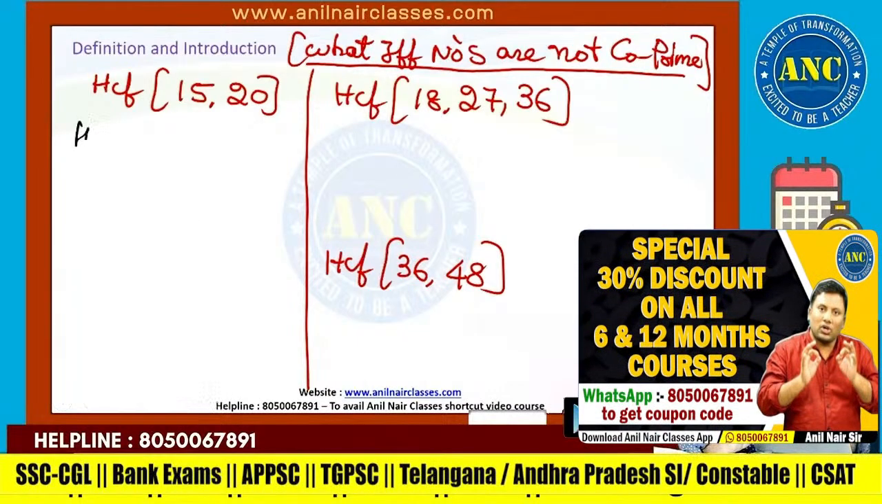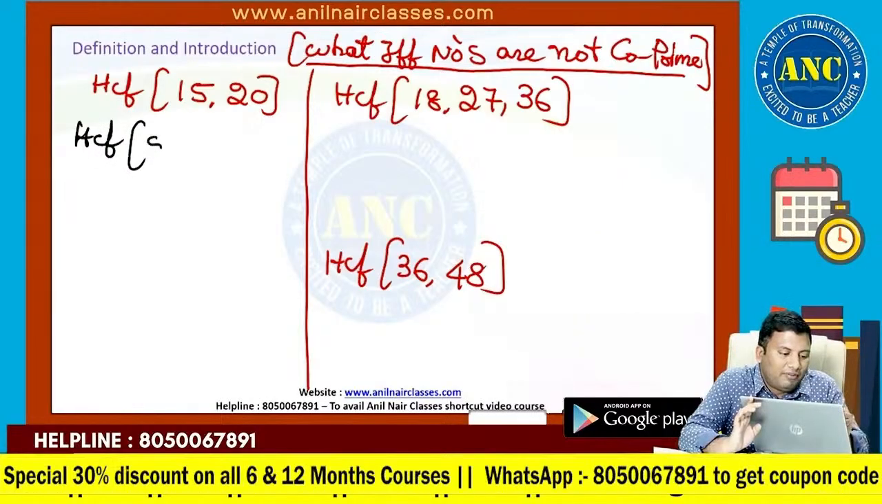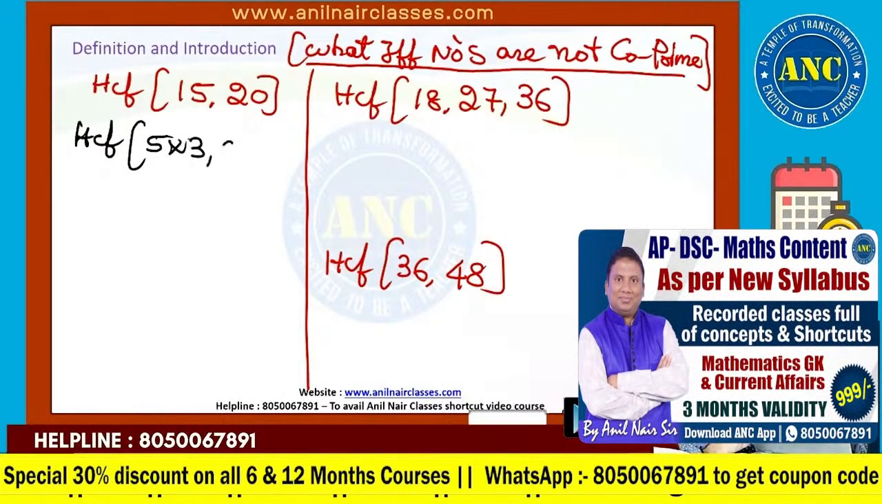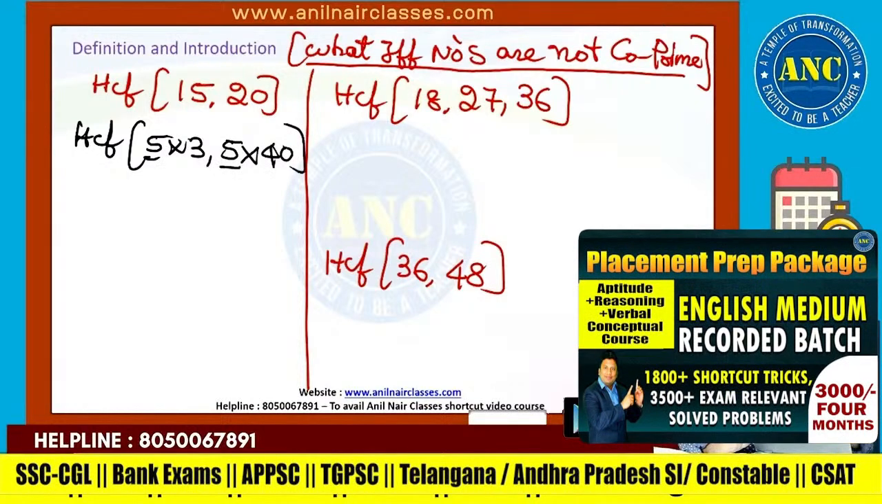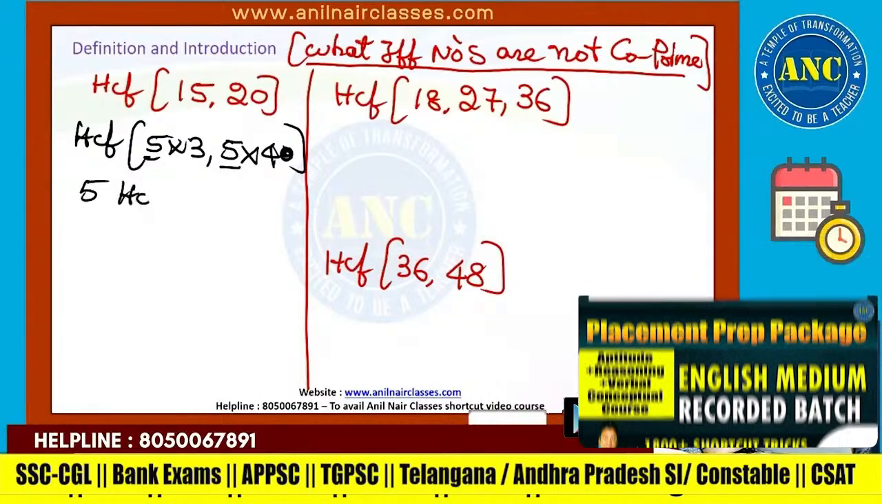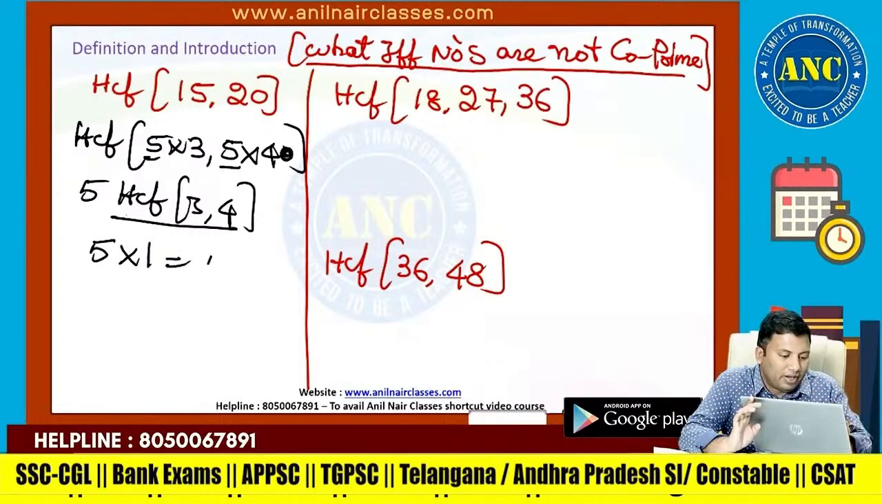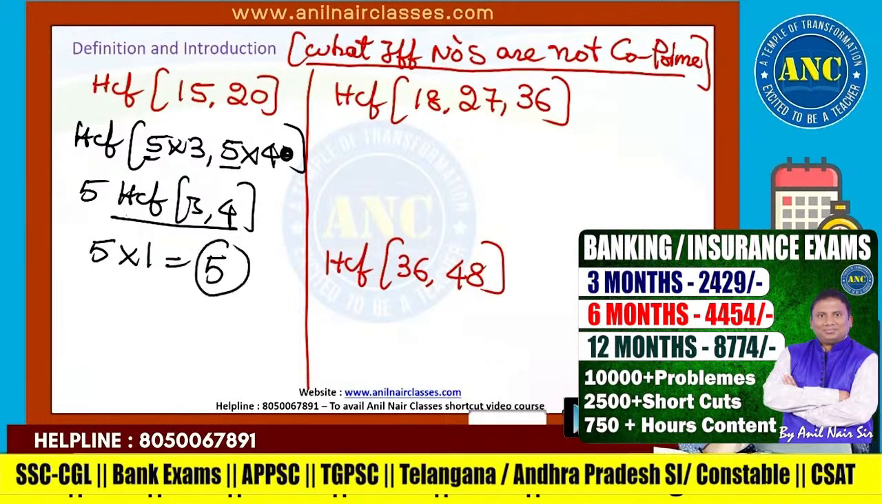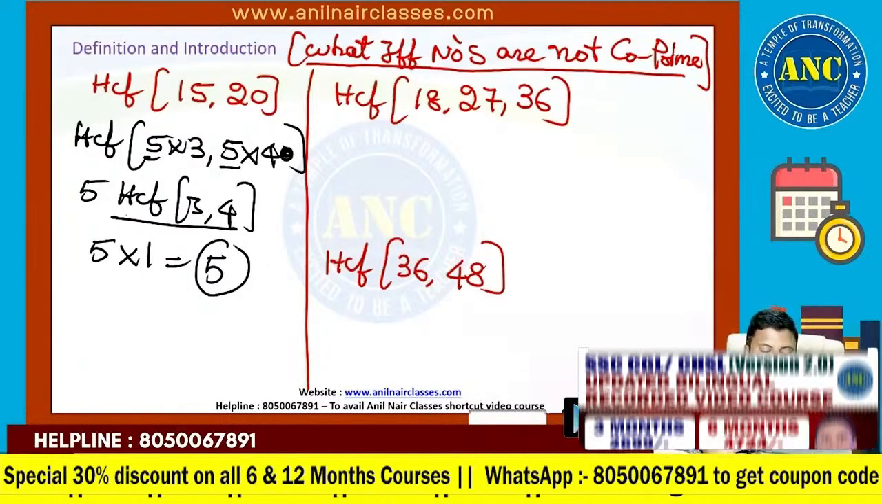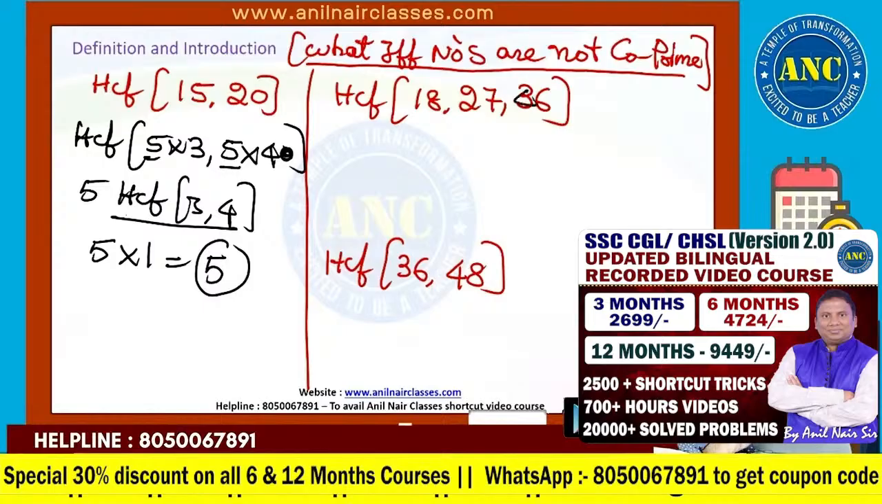Make them co-prime. 15 is 5 into 3, 20 is 5 into 4. Common number is 5. Take 5 out. 5 of HCF of 3 comma 4. HCF of co-primes is always 1. So 5 ones are 5.